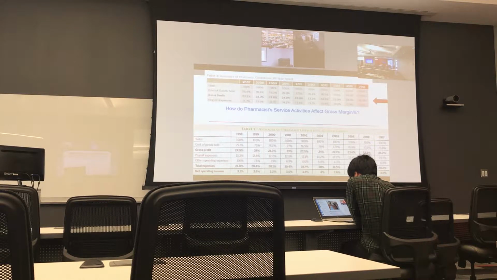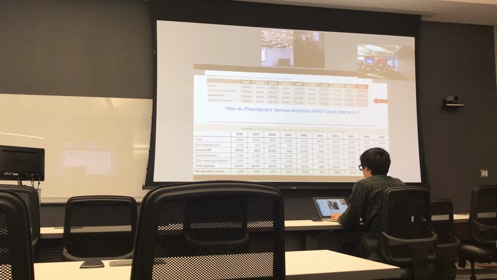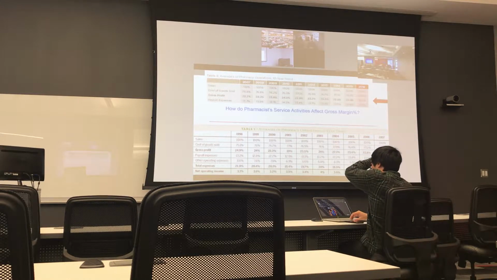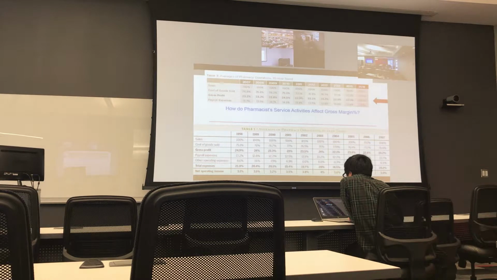So if you want to figure it out, what do you do when you do a pharmacist service? You provide a service, you do blood pressure screening or diabetic counseling or something like that, and then you ask for what? Reimbursement, some sort of cash. And that's what? A revenue. It's money coming to the company. So your sales would go up.